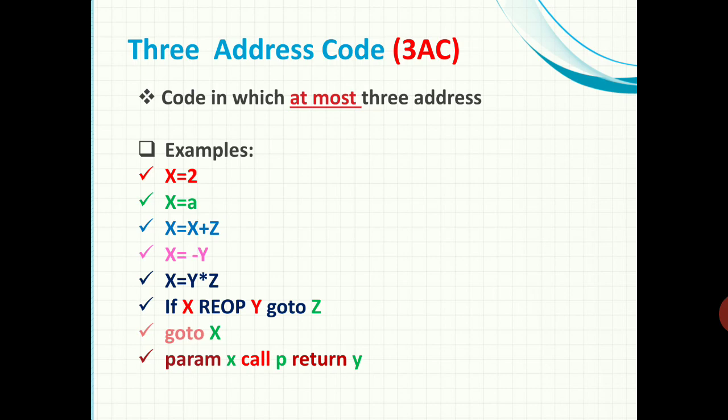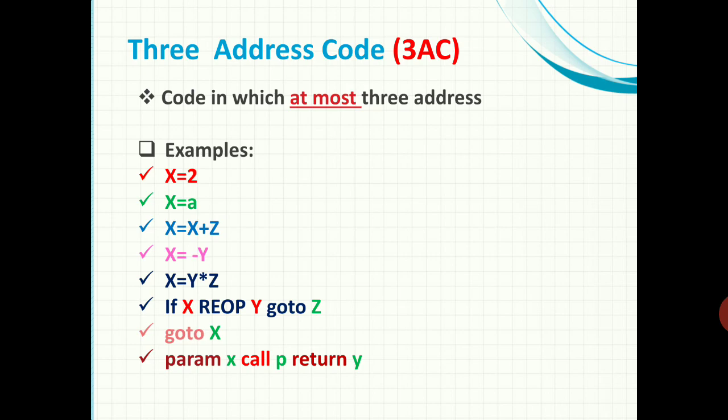Then come to the example, x equal to 2. It contains only two references, that is x is used to store the result, and the second reference is 2, the constant value. Then x equal to a also contains two references, that is a result, the result is stored in x and the value of a is copied to x. So these two statements come under the category of copy statements. So this is how the copy statements are represented in the three address code.